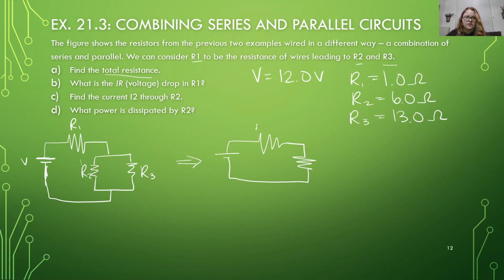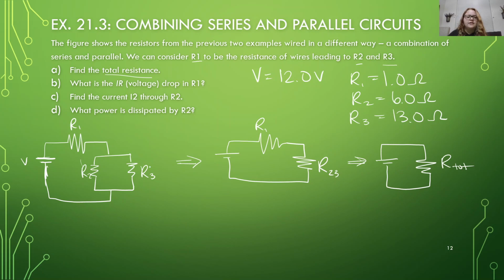Okay, so that would still be R1, and this would be, we can call it R2,3, since it's a combination of 2 and 3. Then we will get our total resistance. Whoops, that's a little off, but you guys get the point.